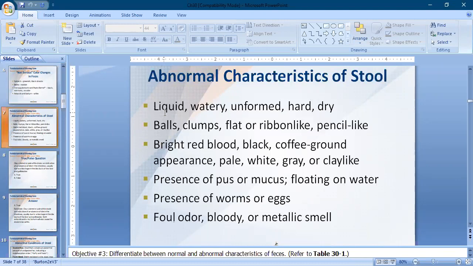So abnormal content of the stool: liquid sometimes, watery, or unformed, or hard or dry. Bright red blood sometimes comes in the stool, or black coffee-ground appearance, or pale, white, or clay-like. The presence of pus or mucus in the stool, or fat mixture in the stool. Fat does not digest well, steatorrhea. Presence of some worms or eggs, protozoa. Also, foul odor, bloody, metallic smell is abnormal for stool.